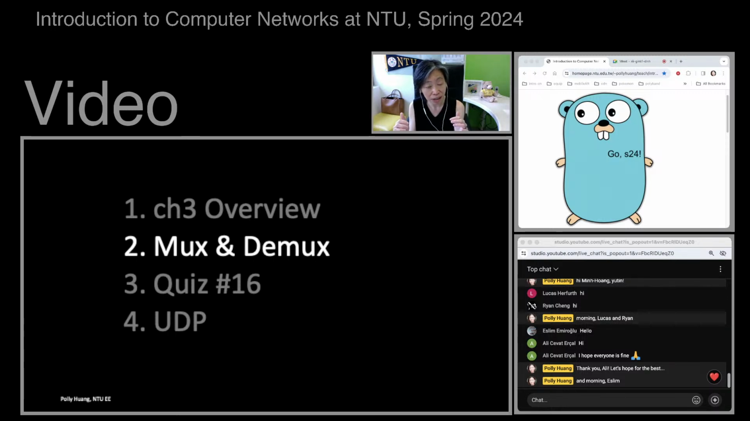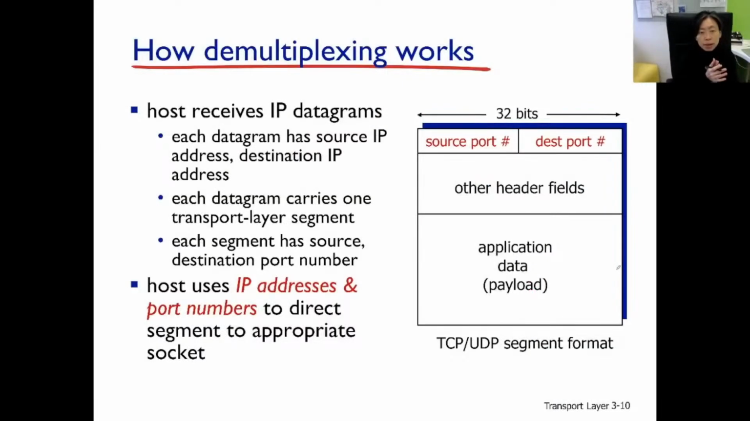Okay, so now everything connects. The network layer handles communication host to host. The transport layer handles communication process to process. So here's how demultiplexing is done in the transport layer. Now back to the lecture.